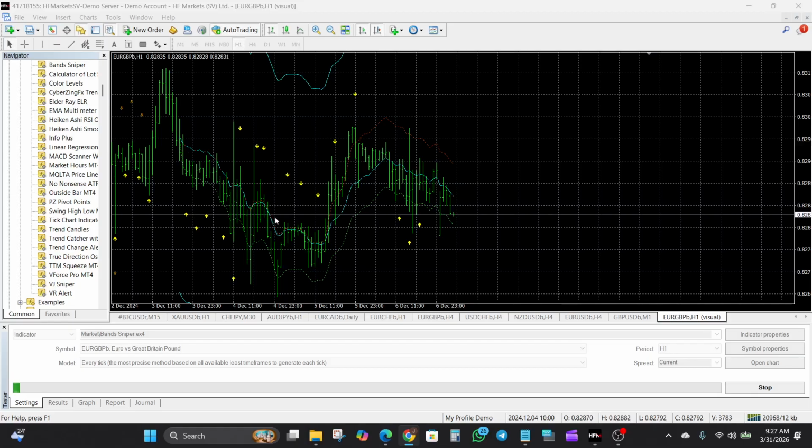Okay, the bands more importantly, and then also get your confirmations from candlestick patterns or chart patterns or even other indicators, all right, for the purpose of confluence.